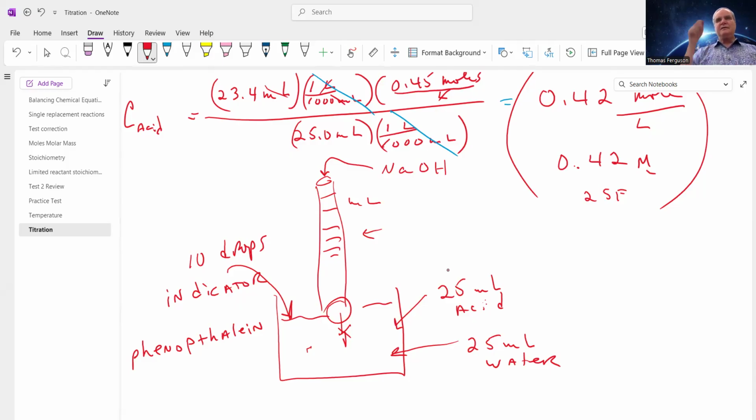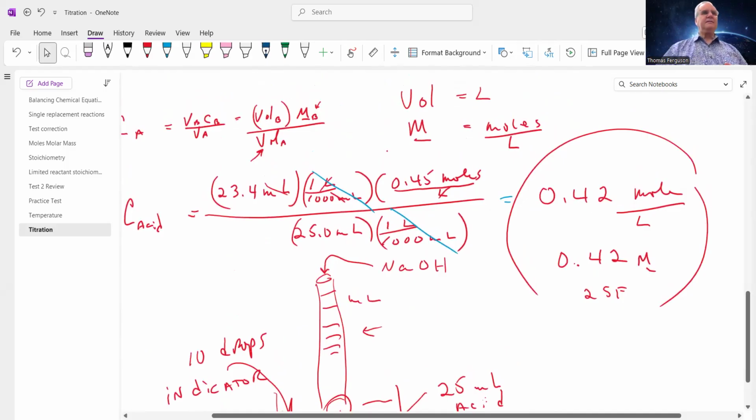You add the base in the burette. You add the acid below in a known volume. You know, and you're going to be given the concentration of the base, or you're going to calculate it in lab 15. So those are the 3 variables: concentration of the base, volume of the base, and volume of the acid give you the concentration of the acid. And that's the essence of titration.